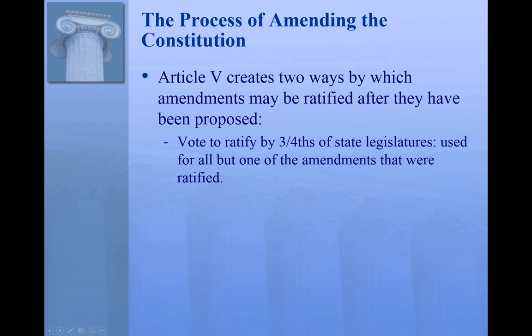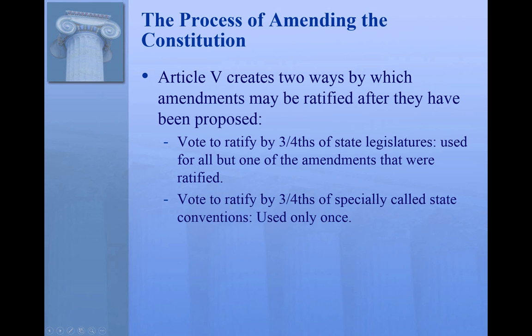Or they can be ratified by 3/4 of specially called state conventions. So if an amendment was proposed by Congress and specified that each state had to call a state ratifying convention, then 3/4 of those conventions would have to vote to ratify before the amendment could be added to the U.S. Constitution.